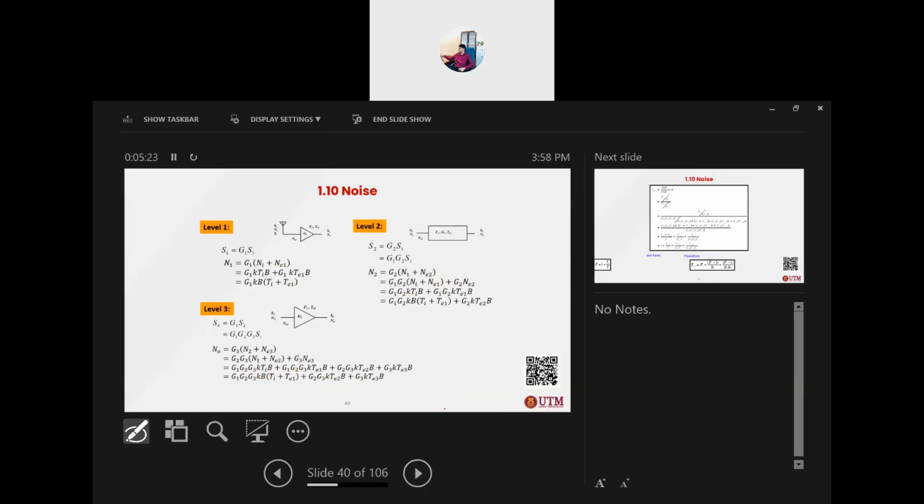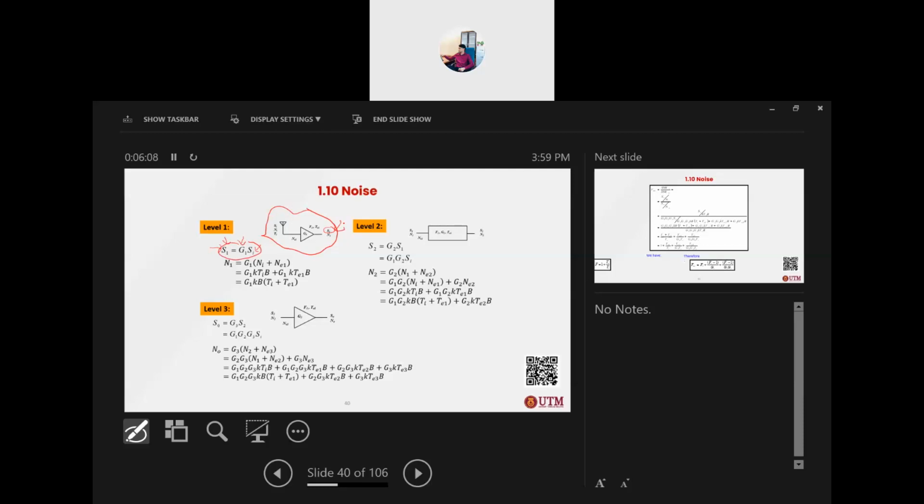So the first level just now, the receiver part, is until the first pre-amplifier. If you notice, this is the signal: S1 equals G1 S1. This one is the signal after going through the amplifier, this one is the gain of the amplifier, and this one is the signal that we receive at the antenna. S1 here is referring to here.